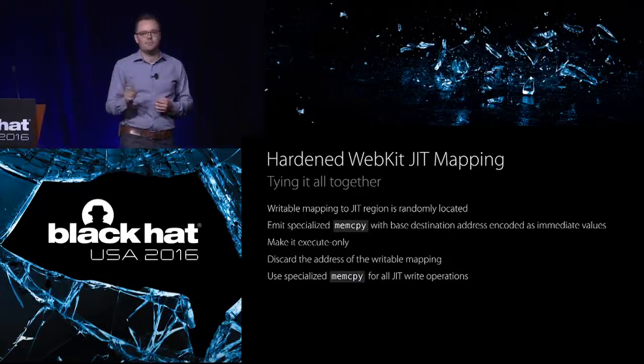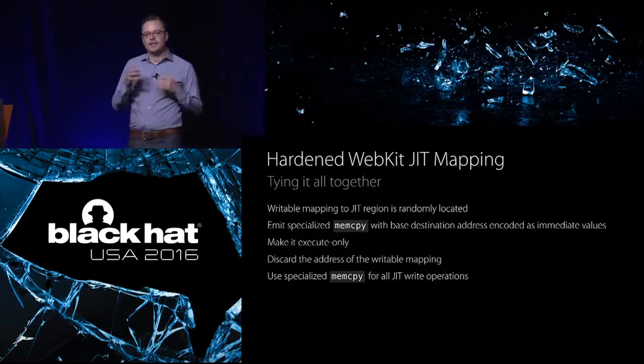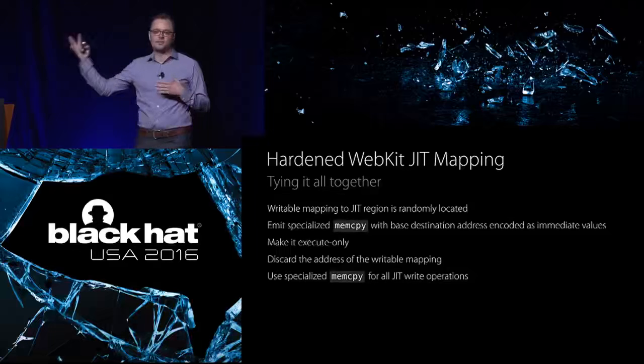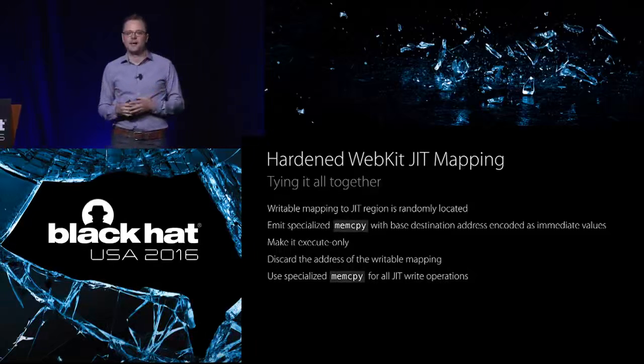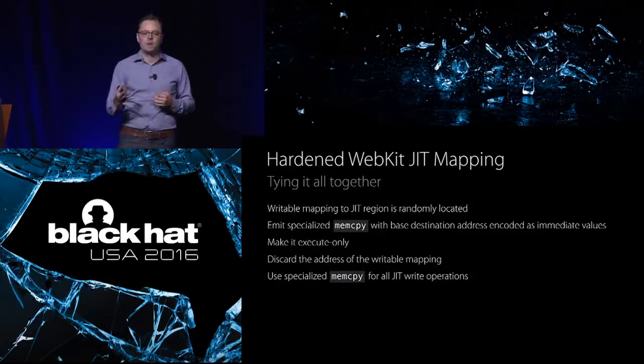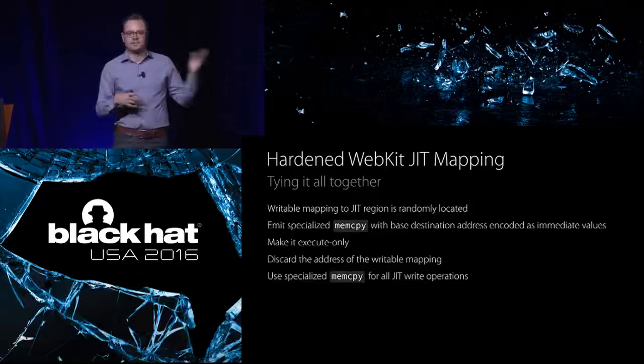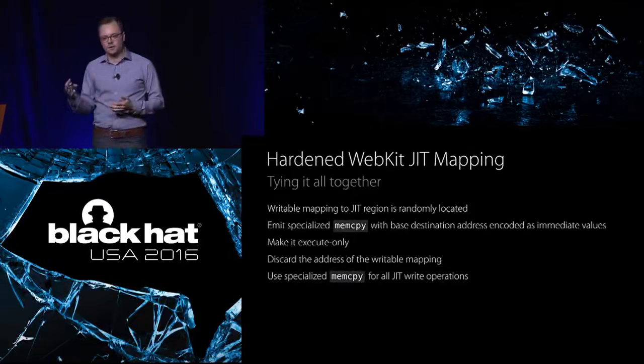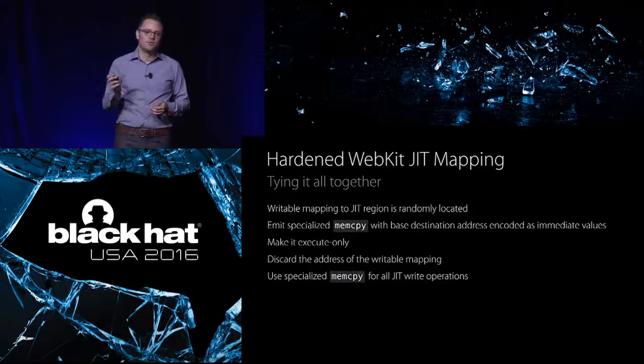Then we create a specialized mem copy that actually has the address of the secret writable region as immediate values inside this new mem copy that we're emitting. We then make that mem copy execute only and discard the address of the writable mapping from elsewhere in the process. Now, we use this specialized mem copy for all of our JIT write operations.